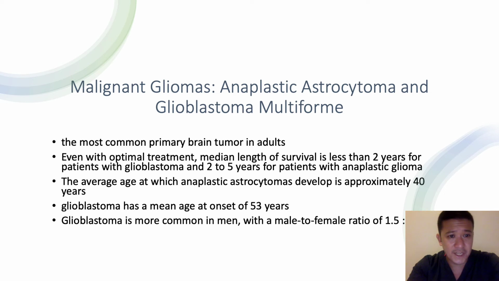The average age at which anaplastic astrocytomas develop is around 40, as mentioned on the previous slides, and glioblastoma has a mean age of onset of around 50 to 60 years old. Glioblastoma is more common in men, with a male to female ratio of 1.5:1. Unlucky for men, I guess.